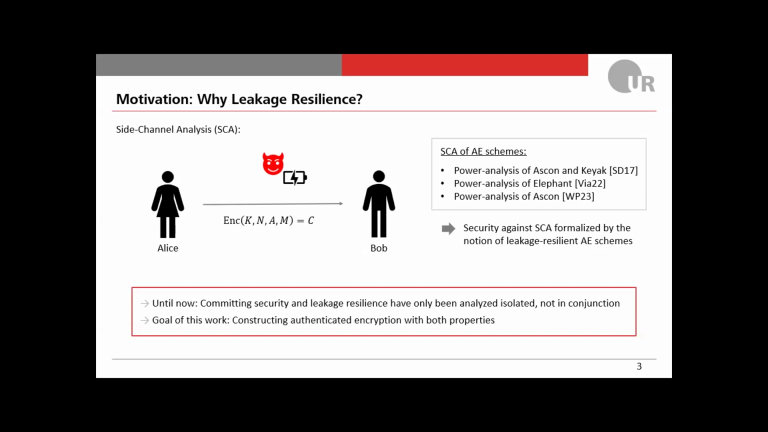In summary, committing security and leakage resilience have gained a lot of attention recently, but they've only ever been analyzed separately. However, as we've seen, depending on the use case, it might be very sensible to consider them in conjunction. In general, achieving multiple of these advanced security notions is beneficial, as it allows us to shield against different types of attacks. So for this work, our goal was to find a way to construct authenticated encryption that has both properties. In the following, I will explain which approaches we've tried for that and if they worked out.